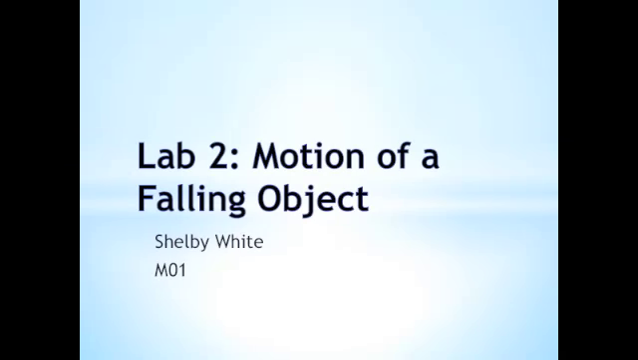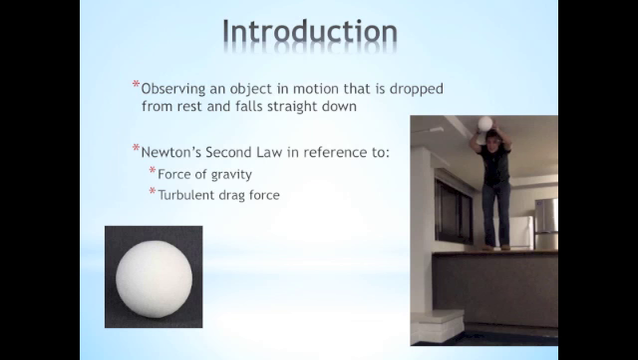The purpose of this lab was to observe the motion of an object that is dropped from rest and falls somewhat slowly straight down. In this case, the object dropped was a styrofoam ball with a diameter of 6 inches. In this lab, Newton's second law is applied to data found in Tracker, which was gathered from the ball's fall, in order to determine how outside forces affect a ball's movement in the air.